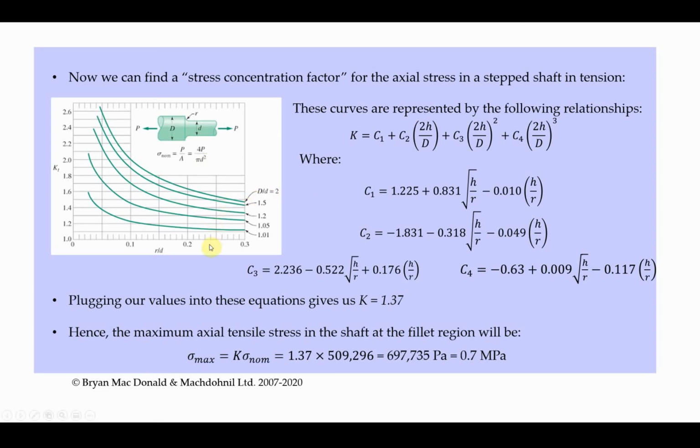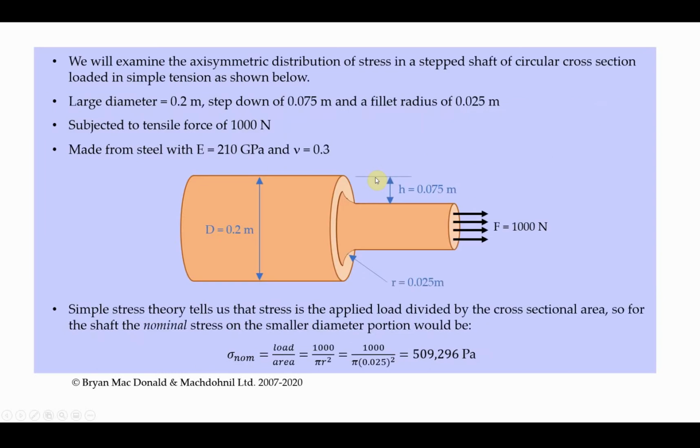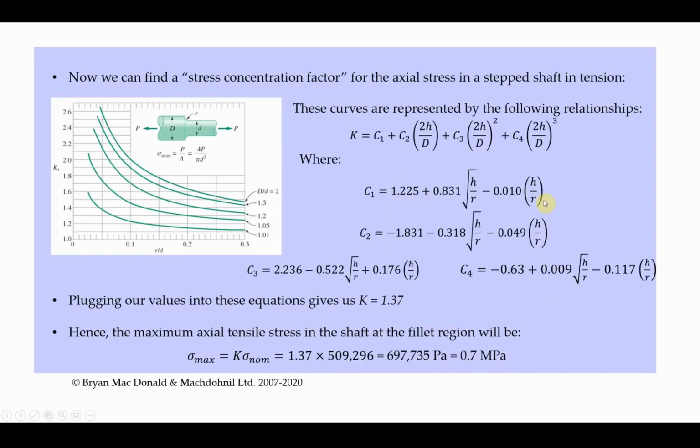doesn't fit into any of these curves here, so if you go and investigate this further, you can find out that the curves are represented by this relationship here. Okay, so the stress concentration factor K is equal to a constant C1 plus a constant C2 times 2h over D. So again, just going back to the previous slide, that's that h there, and there's the big D there, the larger diameter. Again, we have another constant times 2h over D squared and another constant times 2h over D cubed. These constants then are a function of h over r. So we can plug all our values in here, and we can find out what C1, C2, C3, and C4 are. We can plug in 2h over D in there.